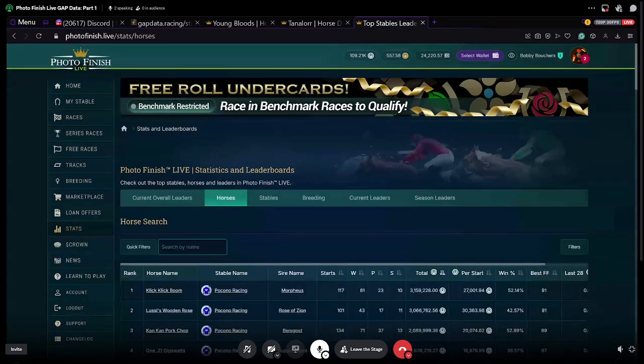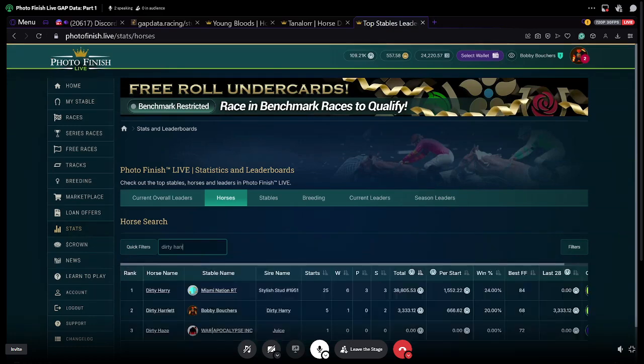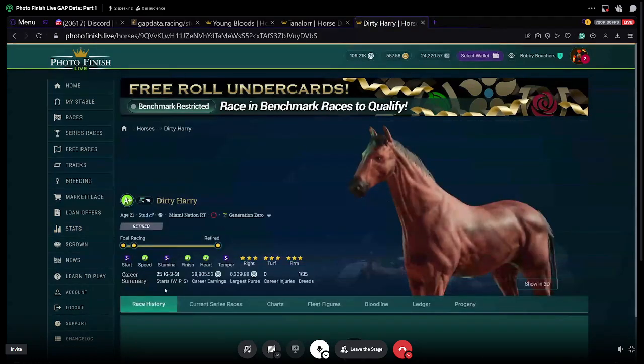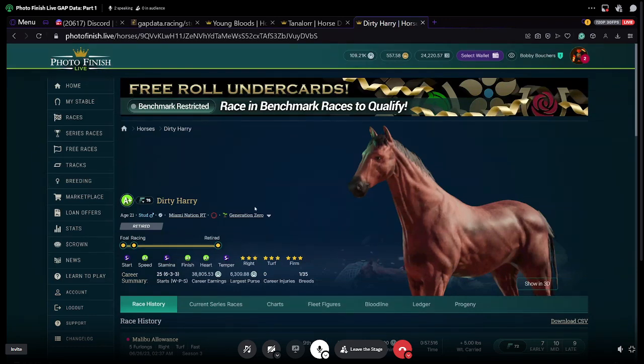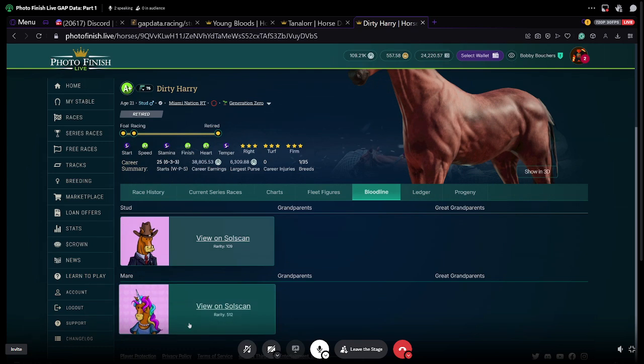Dirty Harry. You know a lot of these horses. I've been doing it a lot. Okay, so when it says only matches, it's referring to Gen Zero horses. And when you look at this guy's bloodline, he only has PFPs, right?